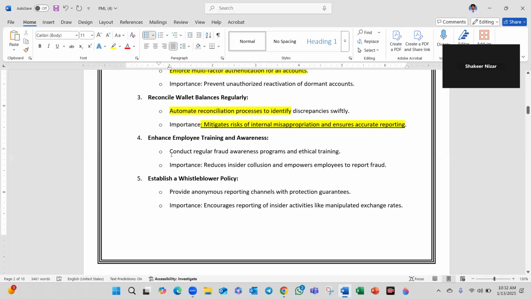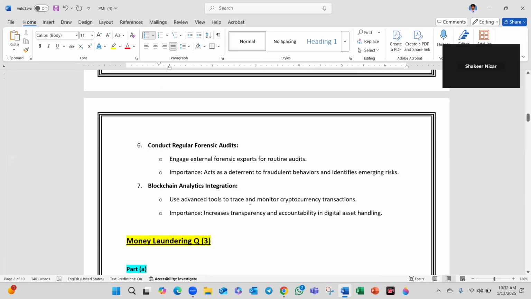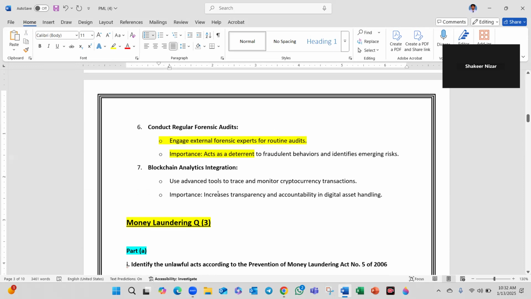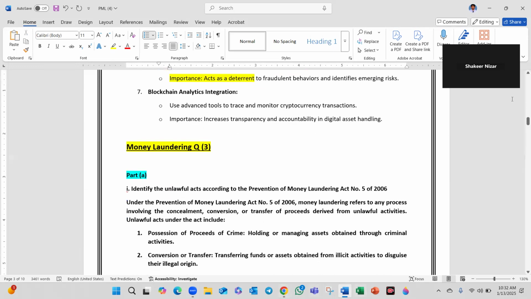Enhance employee trading awareness, conduct regular fraud awareness programs, right? It reduces insider collusion. Establish whistleblowers, conduct regular forensic audits, surprise audits. Act as a deterrent to fraudulent behaviors. Deterrent, blockchain analysis integration. Those are the answers, and you can write.